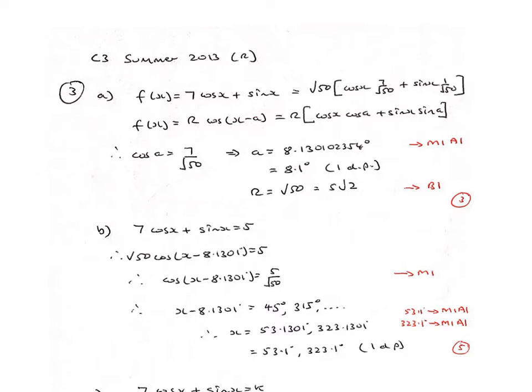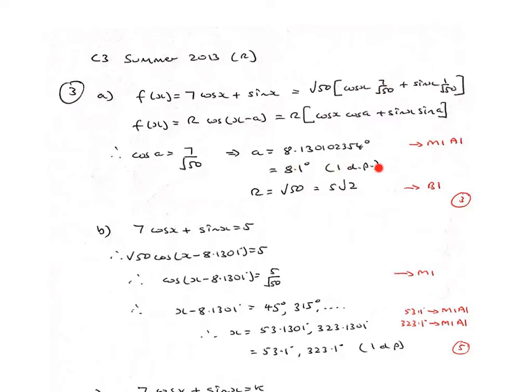In question 3 we have to write this equation in the form r cos(x minus a). So let's write out r cos(x minus a), cos x cos a plus sin x sin a. So we can compare the two cos x's, which means cos a is 7 over root 50, which means a is 8.1 degrees to one decimal place.